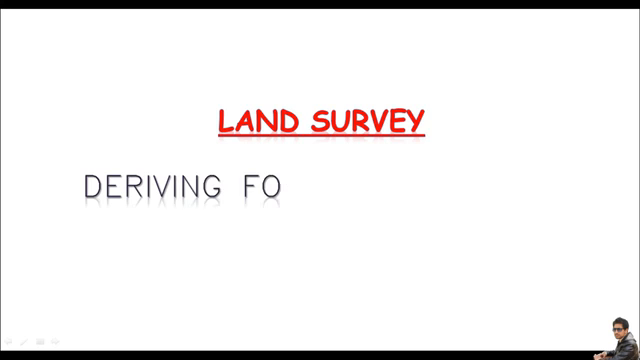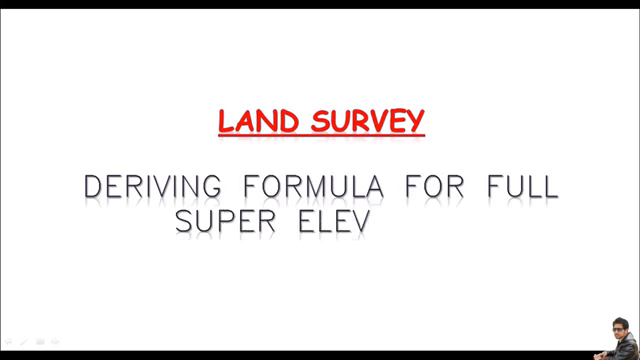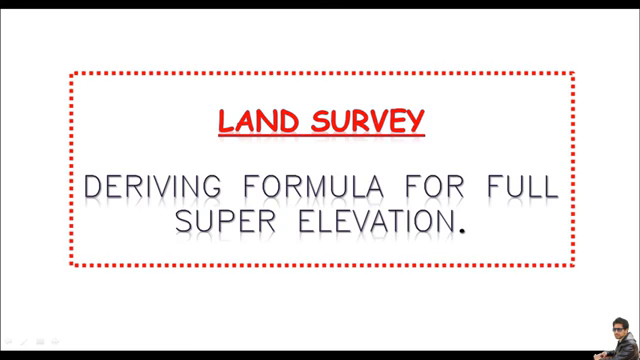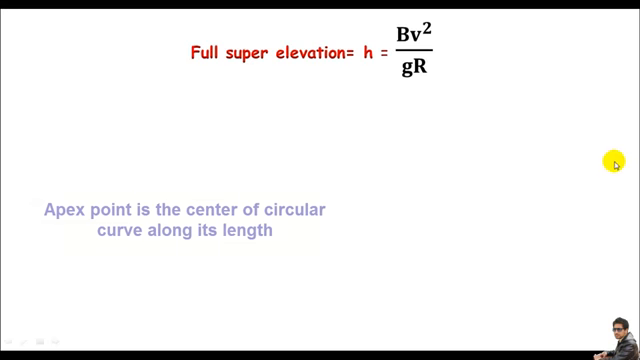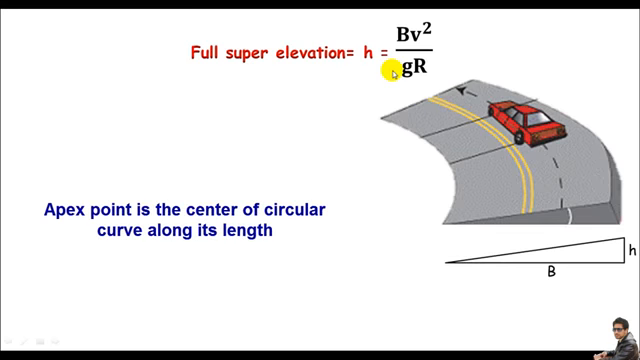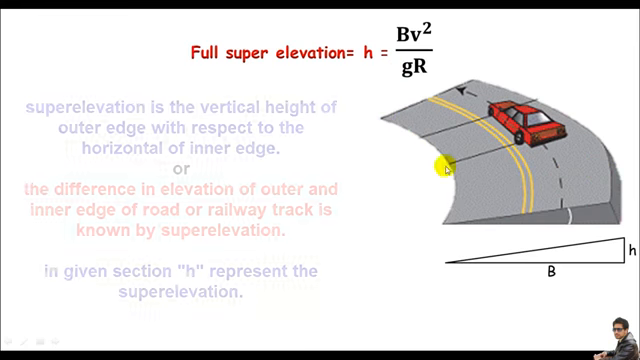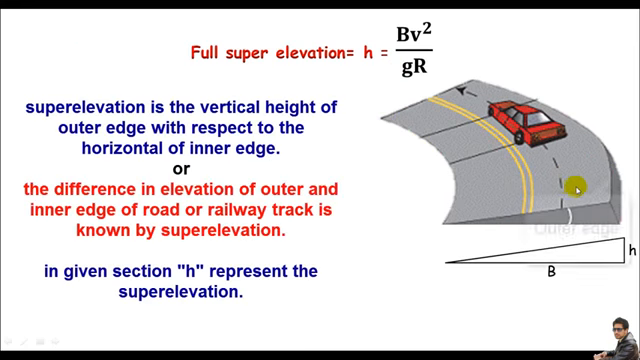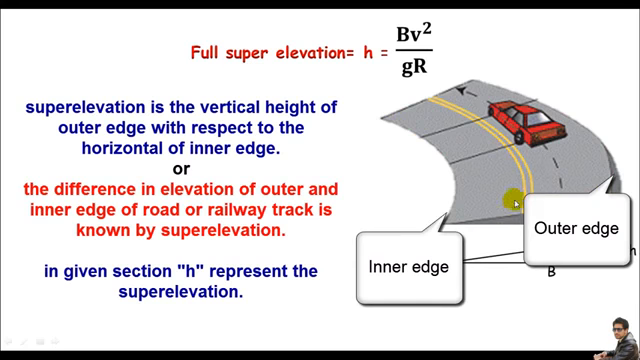Here in this section, we'll be deriving a formula for full superelevation. Remember, full superelevation is always equal to BV square divided by GR. And the full superelevation means the superelevation at the apex point of a curve. And remember, superelevation is just the difference in elevation of the outer and inner edges.